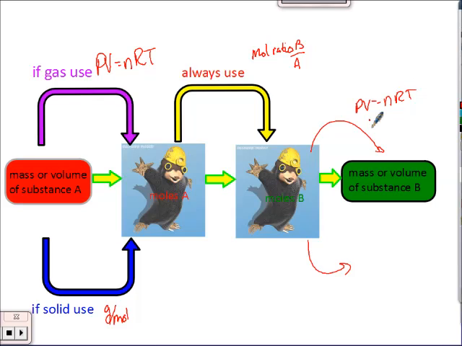If I'm trying to find volume, I'm going to use the n that we just solved for from moles of B. That turns into n, and I'm going to put that in my ideal gas law equation.